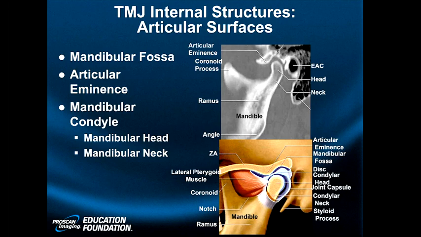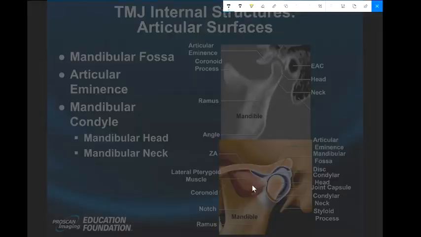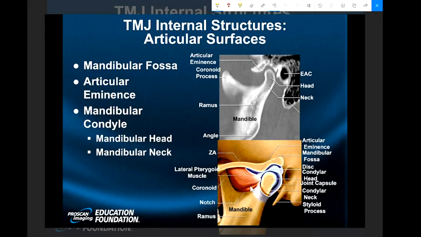The anterior portion of the disc is attached to the superior aspect of the lateral pterygoid. Although not shown, the inferior portion or head of the pterygoid attaches to the condylar neck right here. I've drawn it in yellow with a somewhat robust yellow dot.